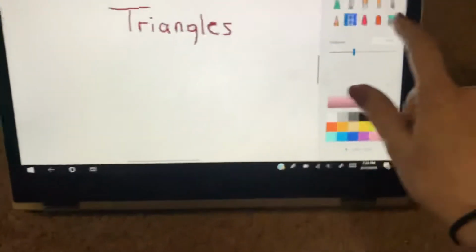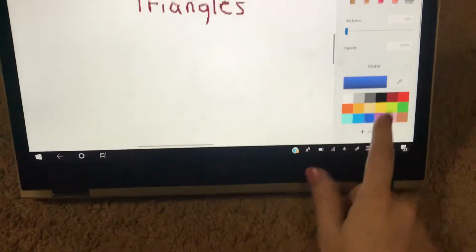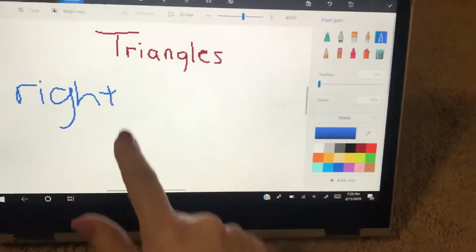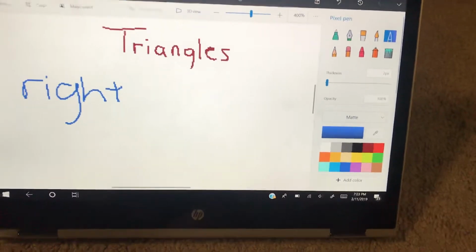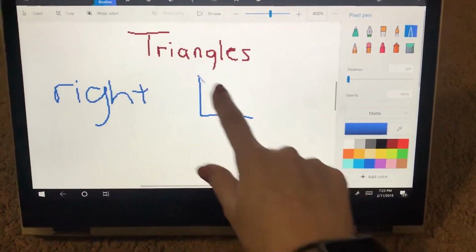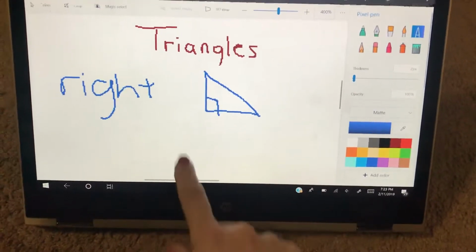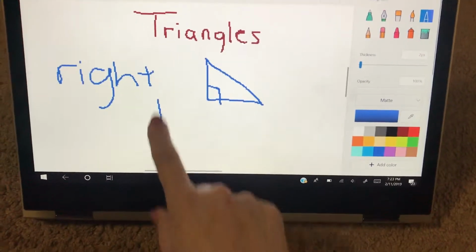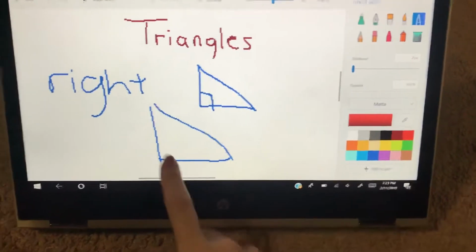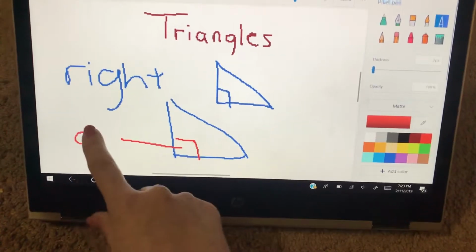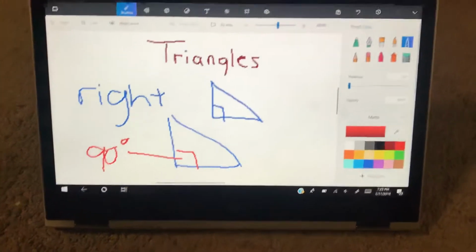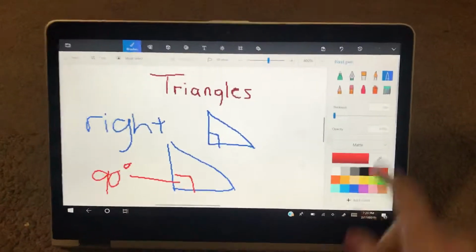The last type of triangle we have is a right triangle. So where acute we had less than 90, obtuse we had greater than 90, a right triangle, the angle is 90 degrees. So anytime the triangle has that little square box in the corner, it indicates that it is a 90-degree angle. So that's a dead giveaway. That box is a dead giveaway that this triangle is a right triangle.